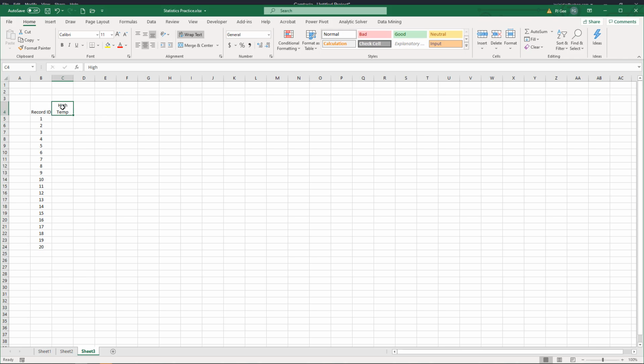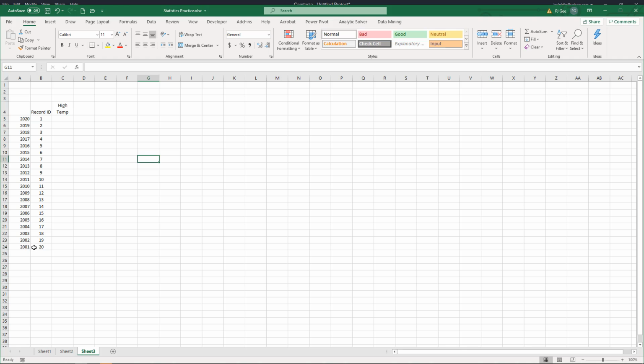So the high temp for each of the last years. This would be 2020, and then we'd have 2019. The year alone could be the record ID. Do that one more time. Something did happen, right? Okay, 20 points.